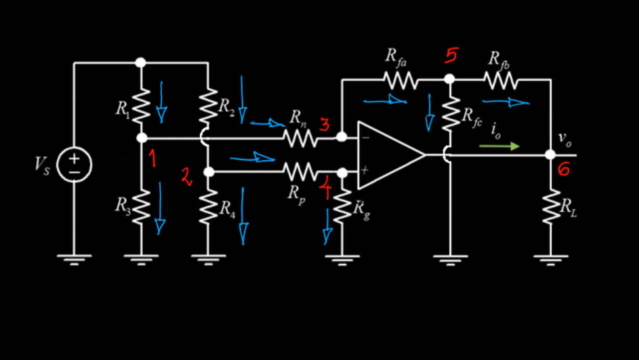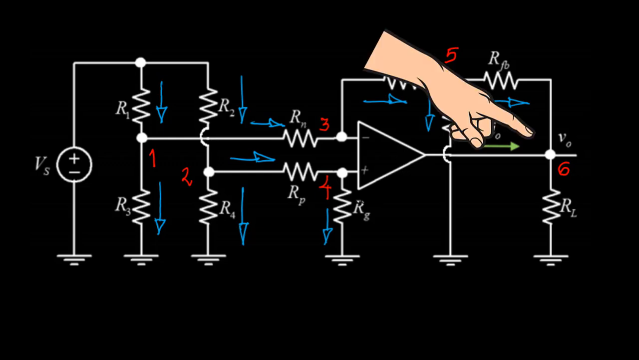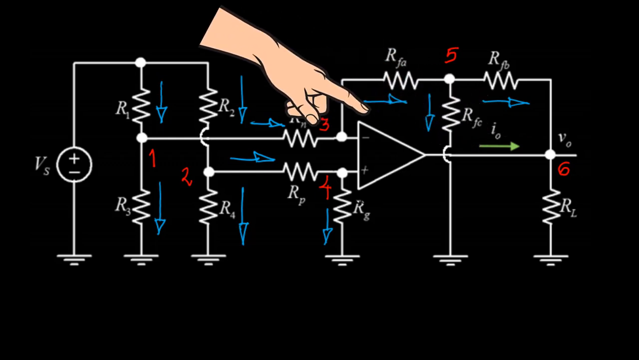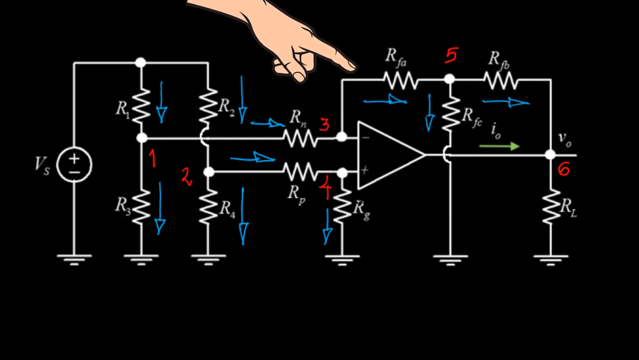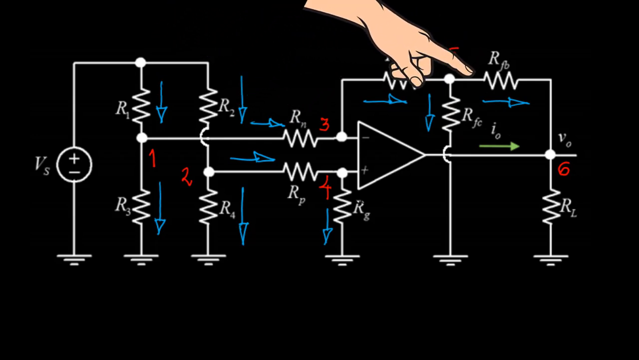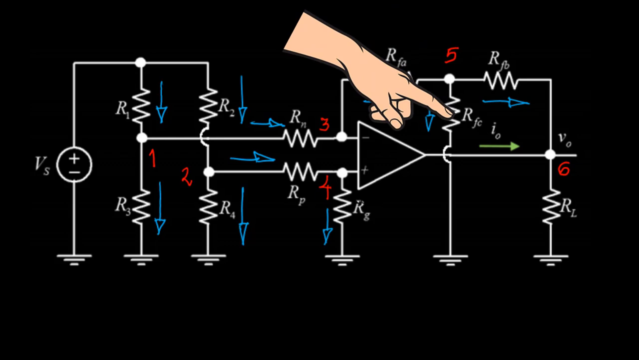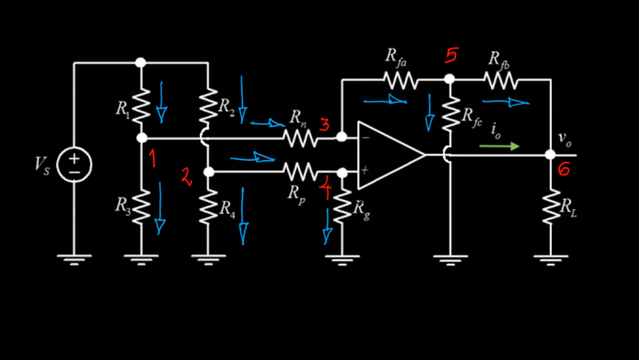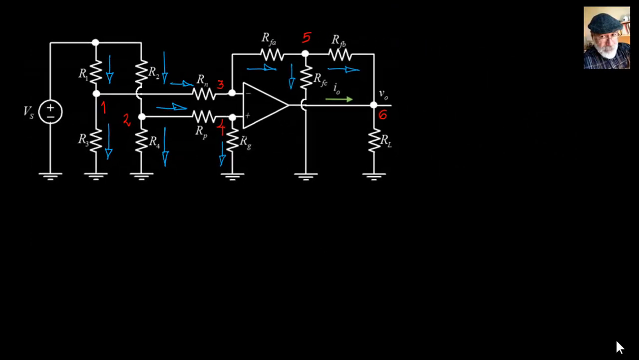Here there is negative feedback because the output, node 6, is connected to the inverting input, node 3, through those three resistors, RFA, RFB, and RFC. There is negative feedback, so I write right away the NF equation, which is Vp is equal to Vn. In other words, V3 is equal to V4. First equation. Now we write equations for the nodes.